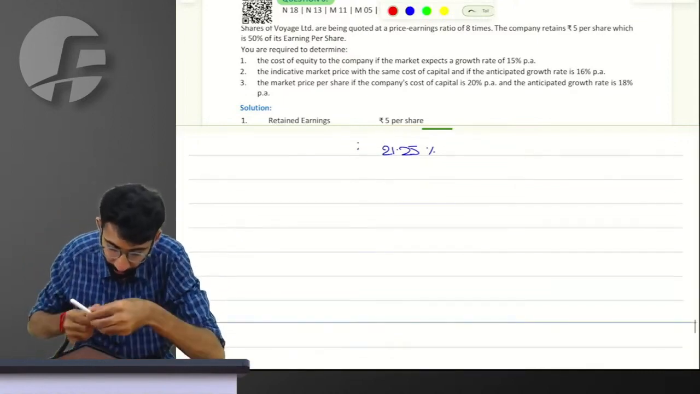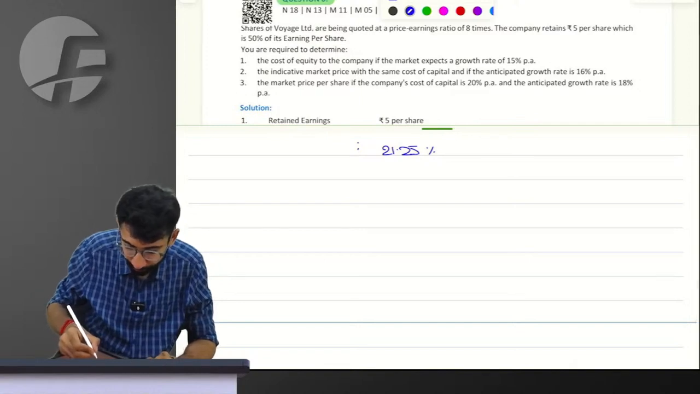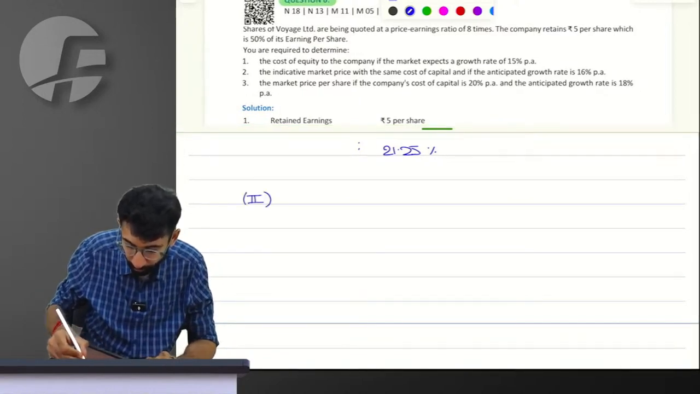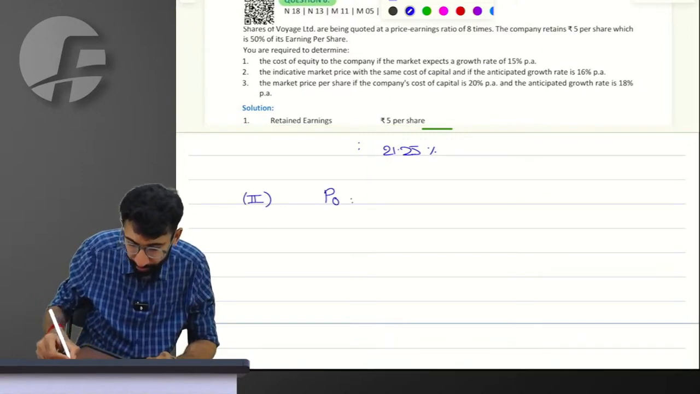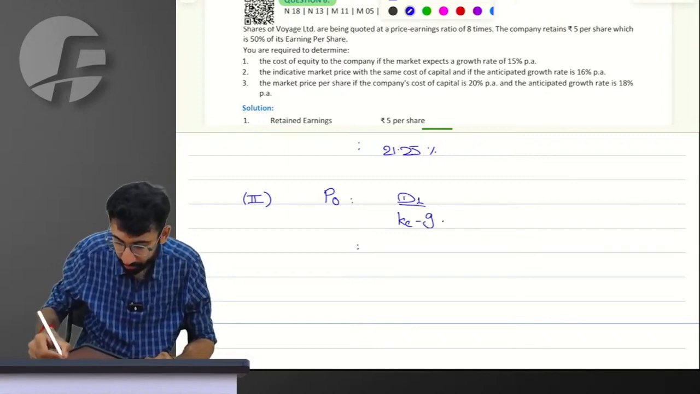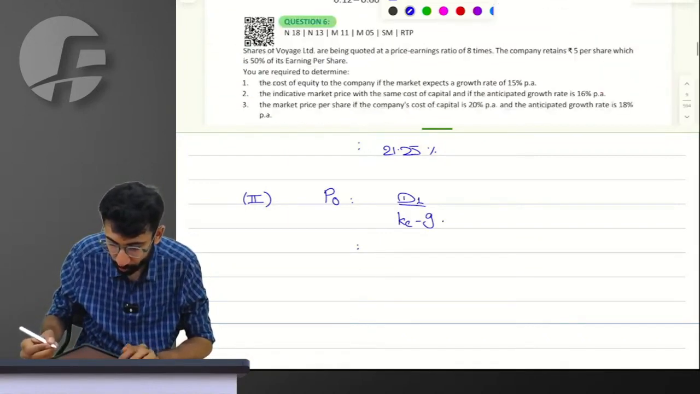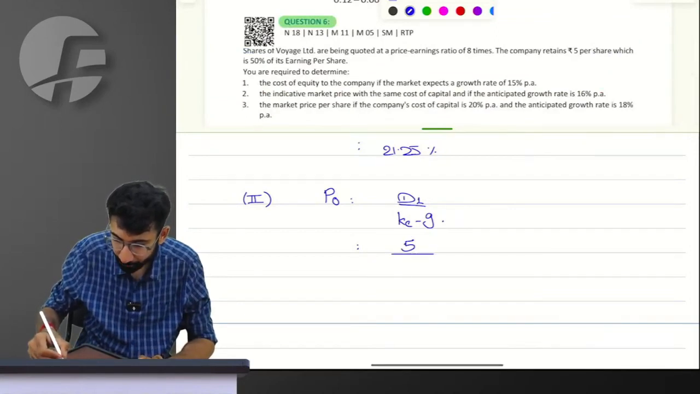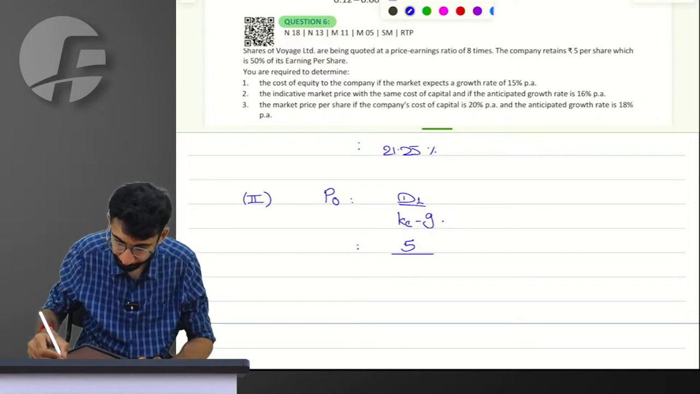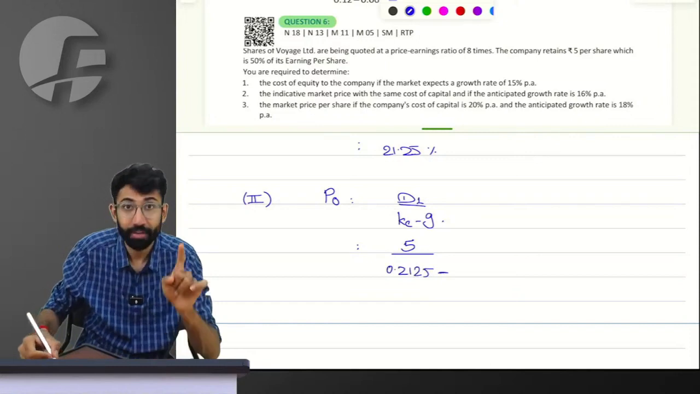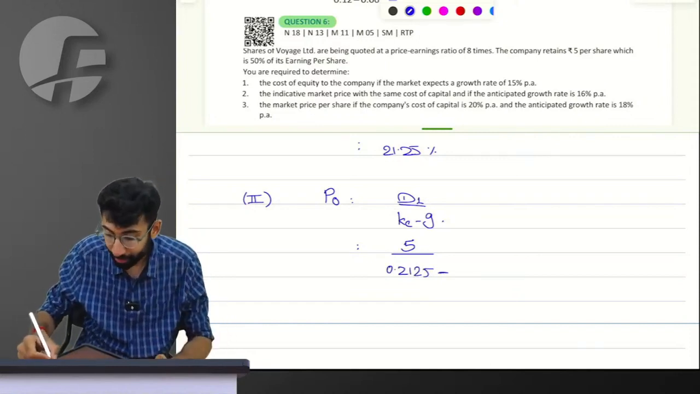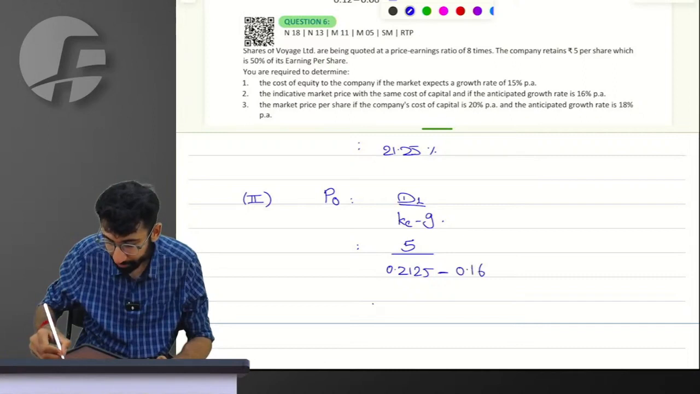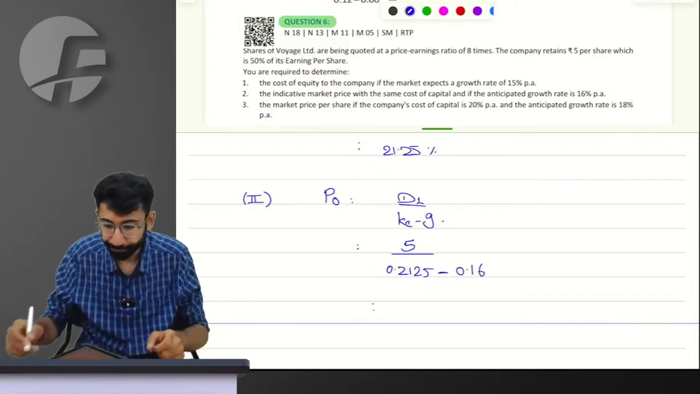Alright, very quick question, part 2 of this question. Second part of this question. P0 equals D1 divided by K minus G. D1 is how much? Acha, let me confirm the answer to the first part. It is set. Divide by how much they gave us, K. How much is calculated? 0.2125, as we have calculated in the first part. Now we have K, right? Divide by K minus 0.16. Kindly calculate the price quickly.